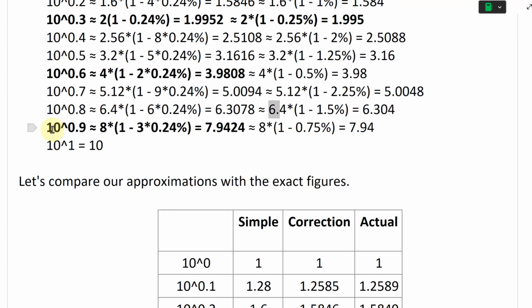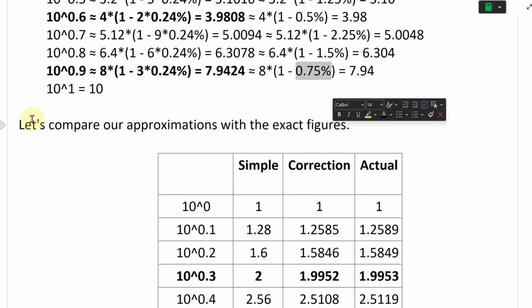All right, going further, 10 to the 0.9. This is just equal to minus the error 3 times, and you're going to get 7.9424. Or you can go 8, subtract 0.75%, just to make it easier. You get 7.94. And then the last one, 10 to the 1 is just 10.